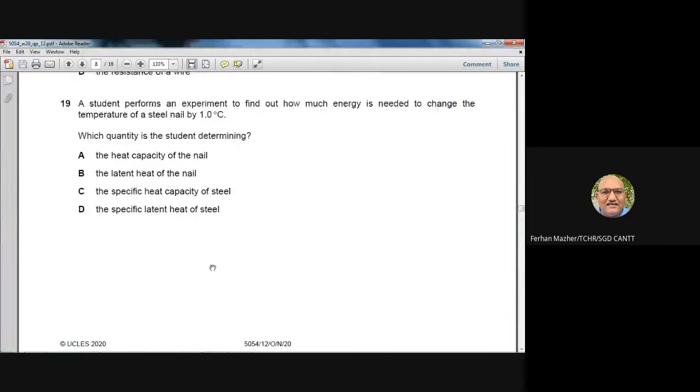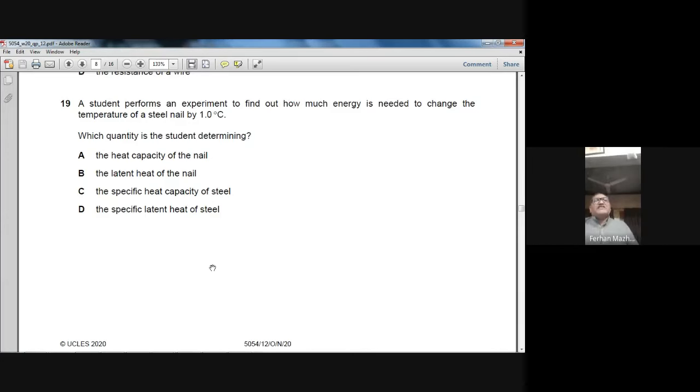Question number 19 is on your screen. A student performs an experiment to find out how much energy is needed to change the temperature of a steel nail by 1 degree centigrade. Which quantity is that student determining? If you want to change the temperature of a body by 1 degree centigrade, the amount of heat required for that is known as heat capacity.